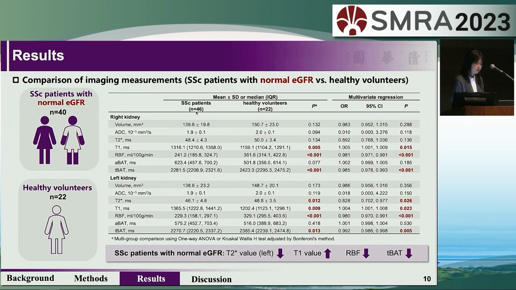As for the patients with normal eGFR compared to the healthy volunteers, they were also more likely to have significantly lower T2 star value in the left renal cortex and longer T1 value, lower RBF, and shorter T-BET in both right and left renal cortex. And after adjusting for demographics, the difference was still significant.